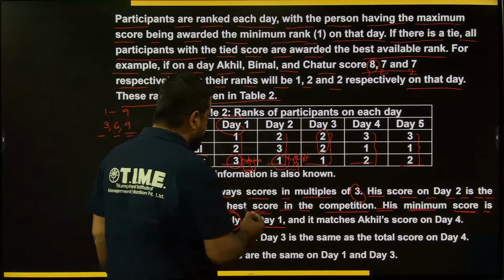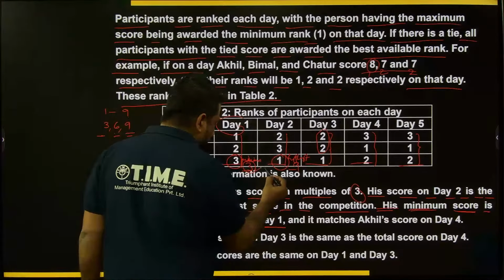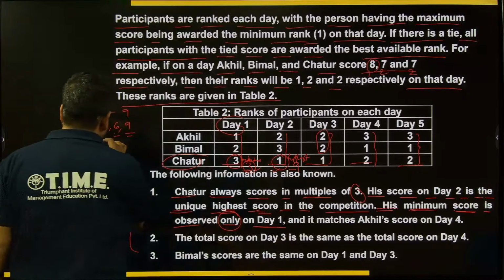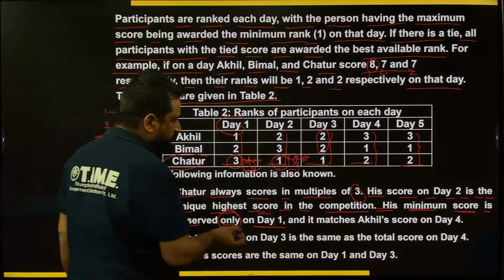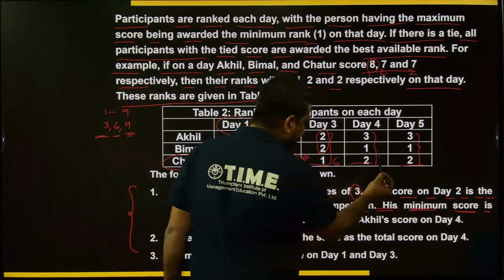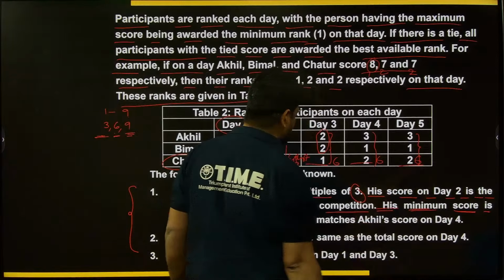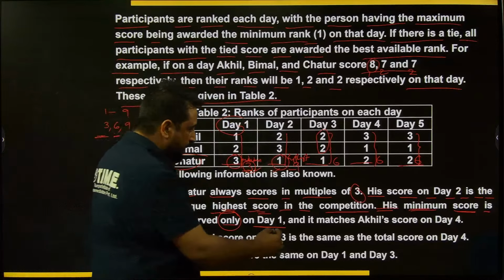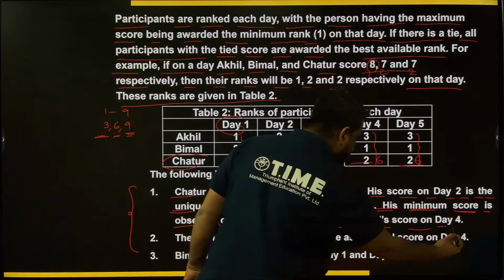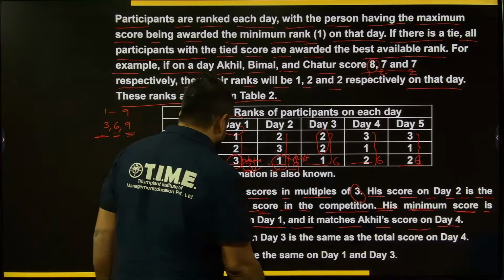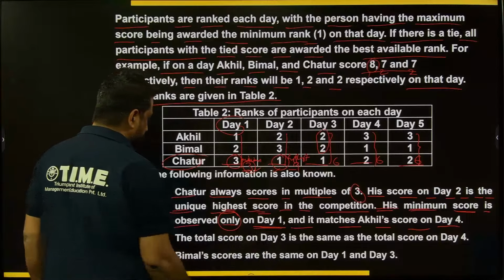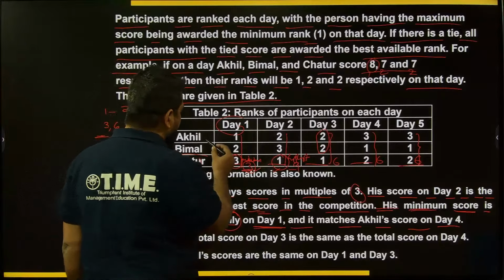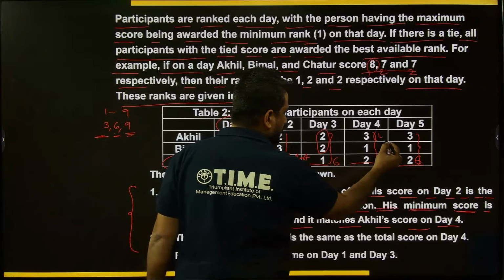3 is here, 9 is here, and the minimum is observed only here and the highest only here. And all these numbers should be multiples of 3. So on day 3, day 4 and day 5, he must have 6, 6, 6. Okay, fine. Condition 1 is clear. And it matches with Akhil's score on day 4. Chetur's day 1 score is 3, and it matches with Akhil's day 4, so here the score will be 3.